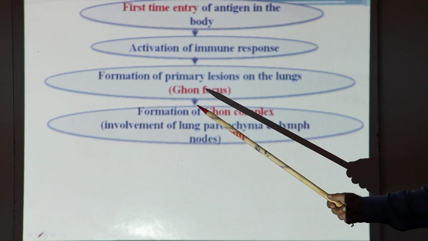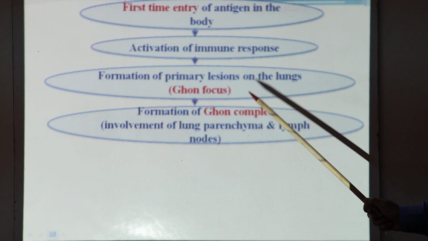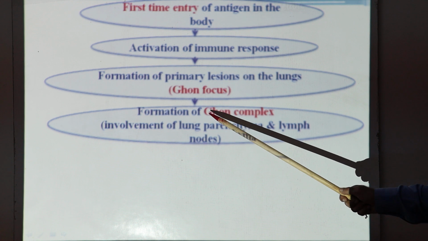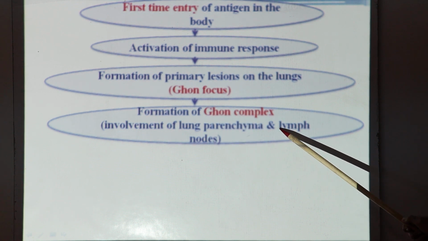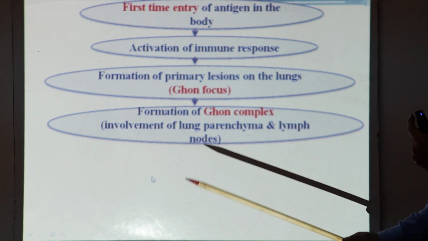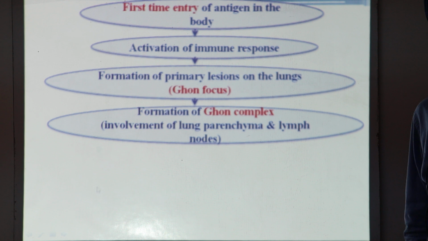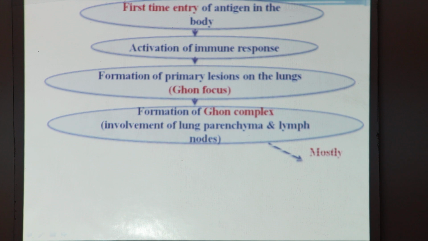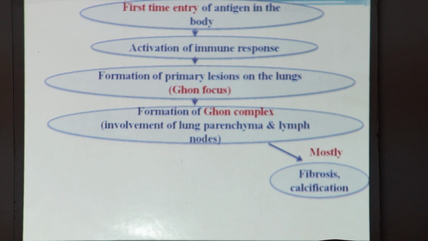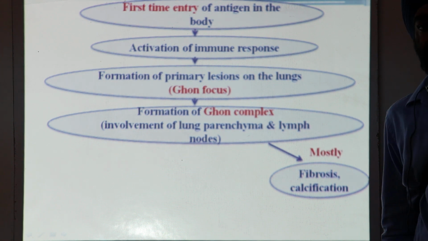And later on, the Ghon focus changes into the Ghon complex. Formation of the Ghon complex means now there is an involvement of lung parenchyma, lung tissue, along with the lymph node. That means when there is only an involvement of the lung tissue, then it is a Ghon focus. But when there is an involvement of tissue plus lymph nodes, then we say this is a Ghon complex. For most of the time, the immune response contains the microorganism. It prevents the spreading of the microorganism.